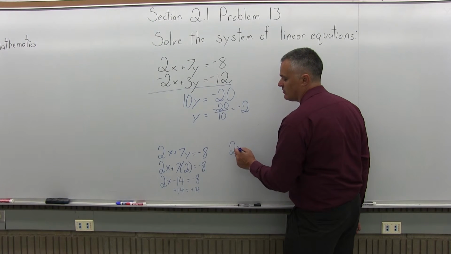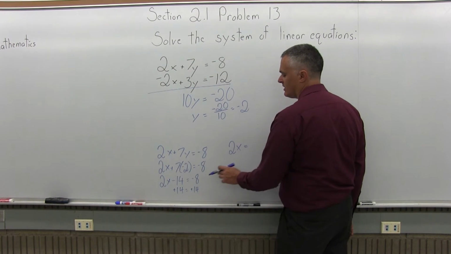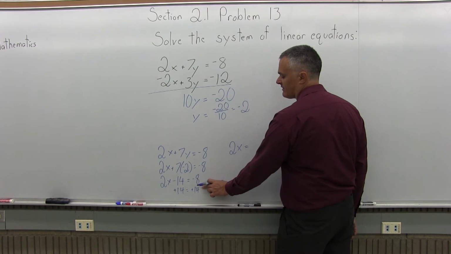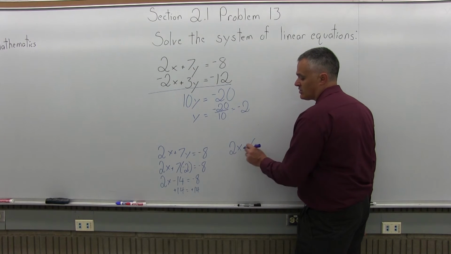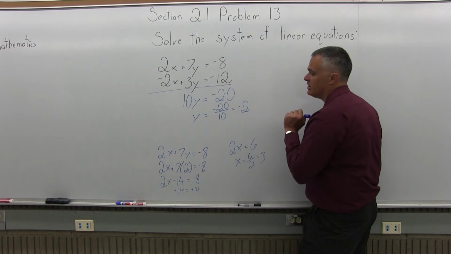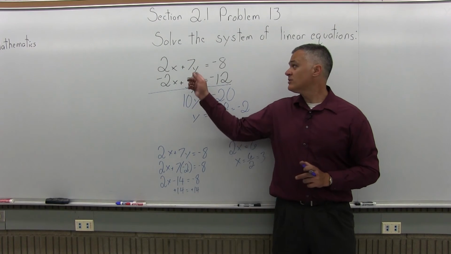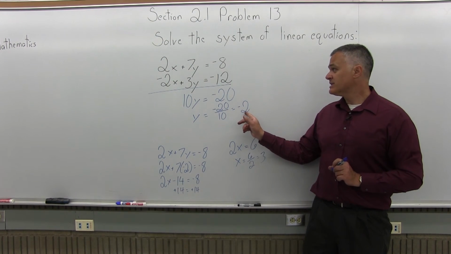I'm going to have 2x equals the negative 14, positive 14 canceled. On the right side of the equals, I have negative 8. Positive 14 will be positive 6. Solve for x, I'm going to divide out the 2. 6 divided by 2 is positive 3. So the solution to this system of linear equations is x equals 3 and y equals negative 2.